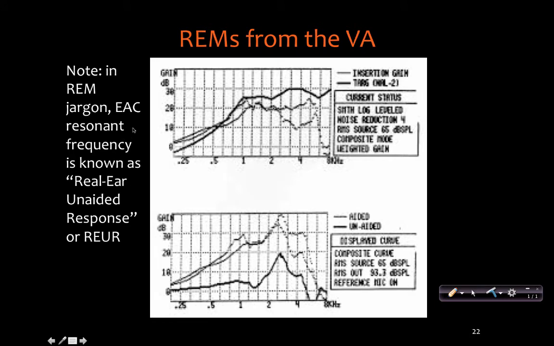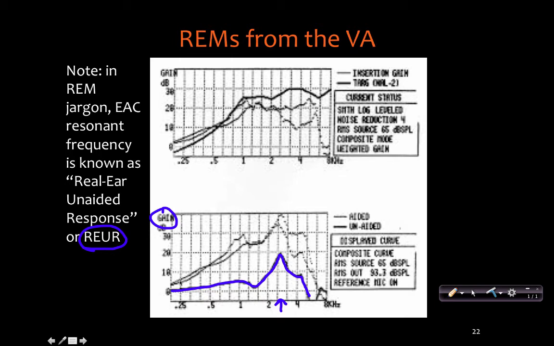In REM jargon, the ear canal resonant frequency is more known as the REUR, real ear unaided response. So on this particular curve down here, again, this is a gain curve, so we don't know what the input signal was. It doesn't matter. What I'm doing here in blue is showing you that individual's ear canal resonance. And where was this? The ear canal resonance for this particular individual is somewhere around 3,000 hertz.